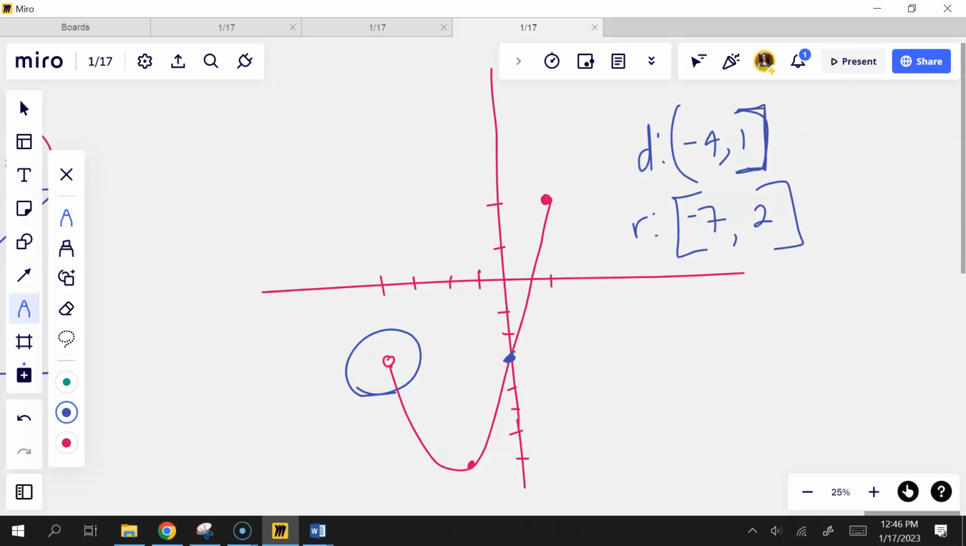All right, let's move on down to functions. What is a function? Exactly one. A function is a special type of relation in which each element of the domain is paired with exactly one element of the range. Every x has to have only one y that goes with it.